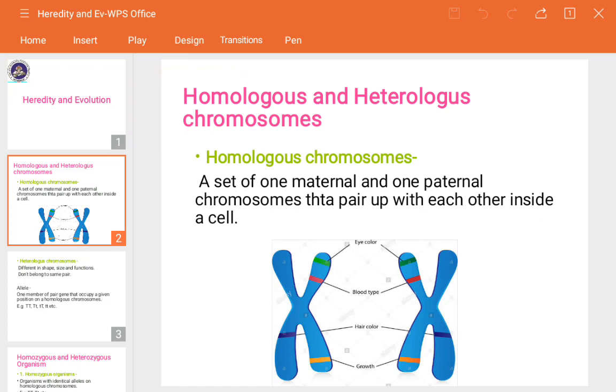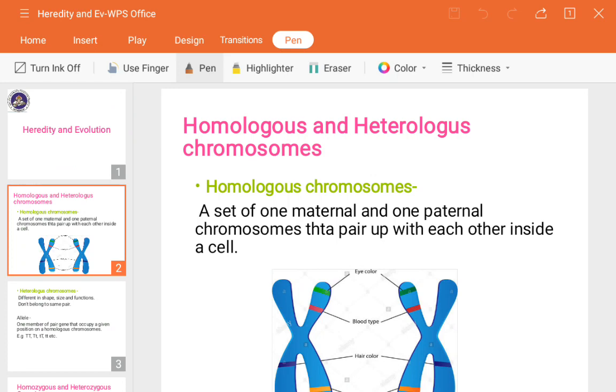So now, homologous means what? Homo, this word always comes for the same or the similar. Homologous chromosomes means similar types of chromosomes. So how are they similar? Let's see. A set of one maternal and one paternal chromosome that pair up with each other inside a cell. So what happens, guys? Let me show it here in the image.